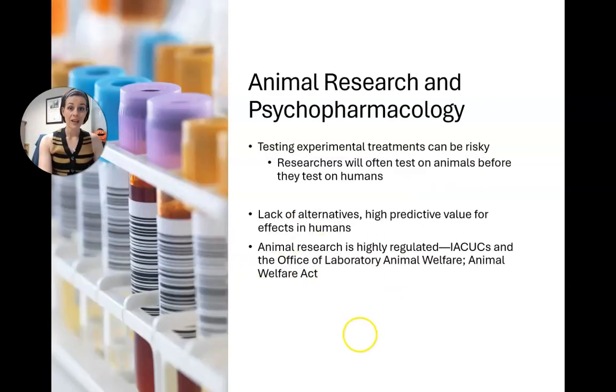Now, testing experimental treatments can be risky. Because of that, researchers will often test on animals long before they test on humans. Part of the reason for that is that there is often a lack of good alternatives, and there is generally going to be high predictive value for effects in humans. Generally, if it works in a rat, it's going to work on a human. Now, that does, of course, lead to some problems. Rats are very different from humans.